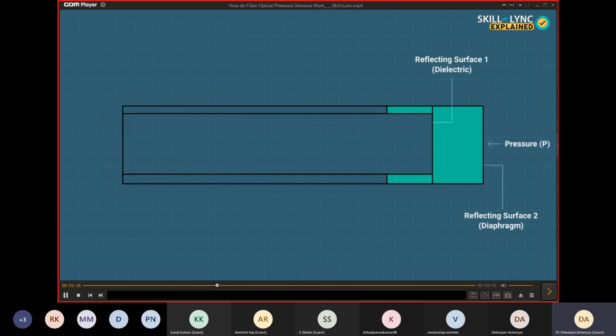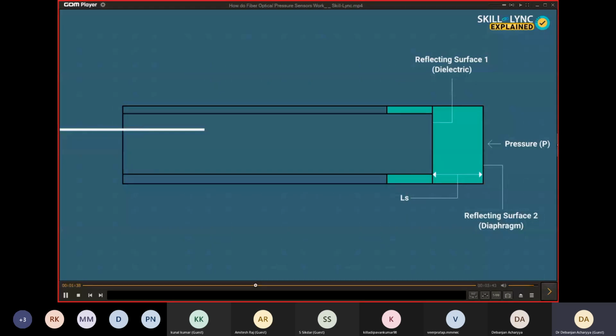Behind the second reflecting surface, the unknown pressure to be measured is placed. The two reflecting surfaces are kept at a distance of Ls. And this cavity between the two surfaces is termed as Fabry-Perot cavity. By measuring the distance Ls, the unknown pressure can be determined.